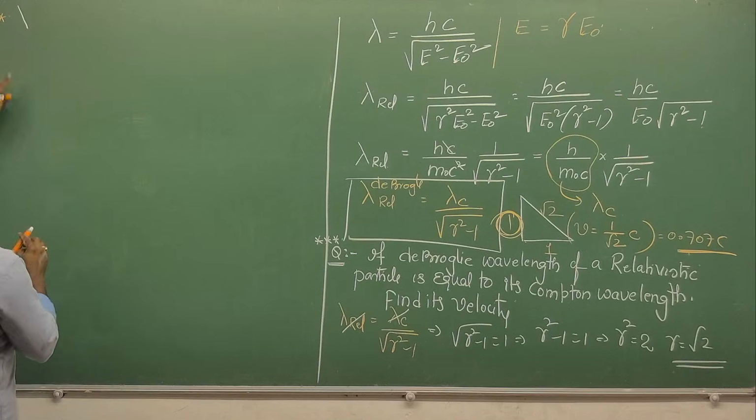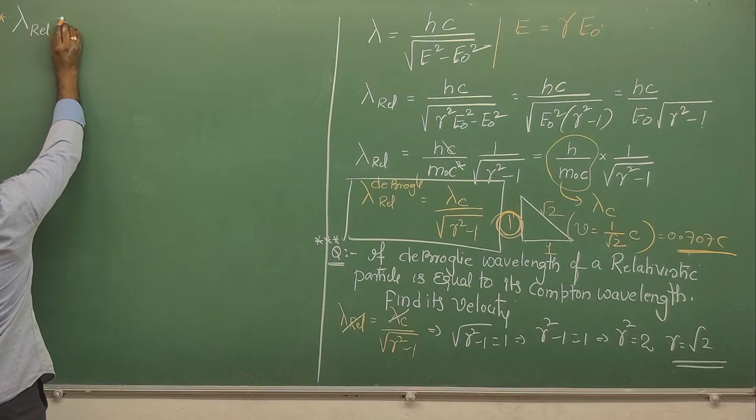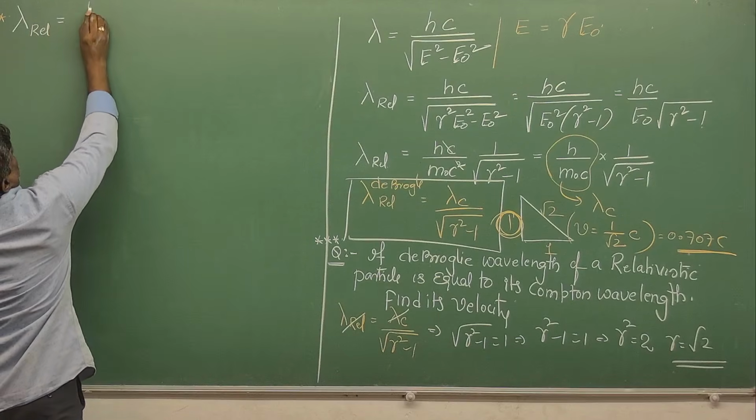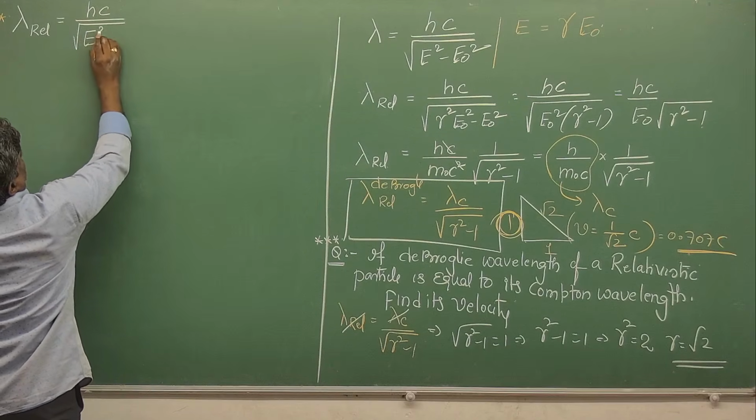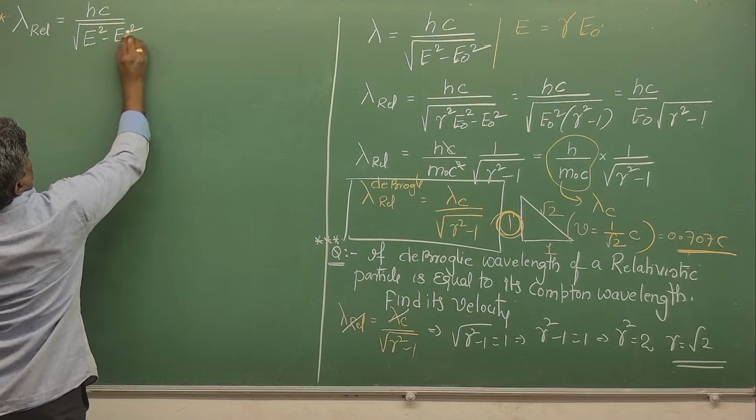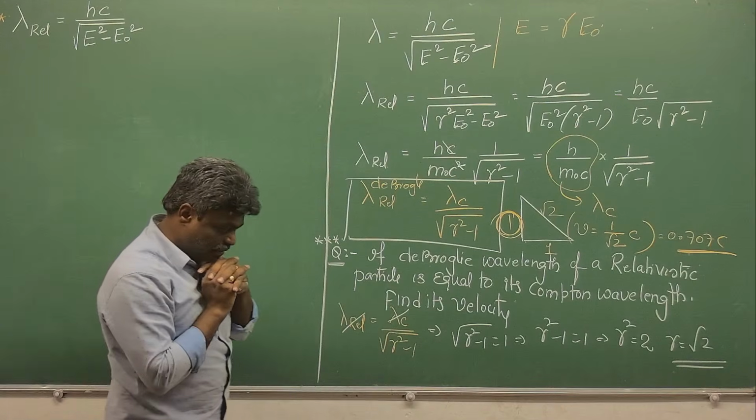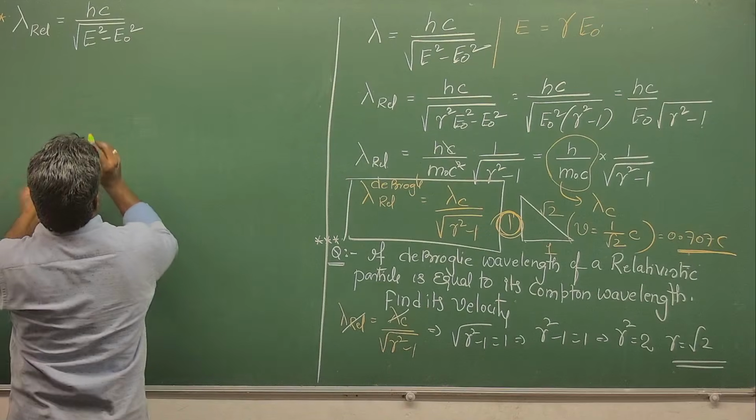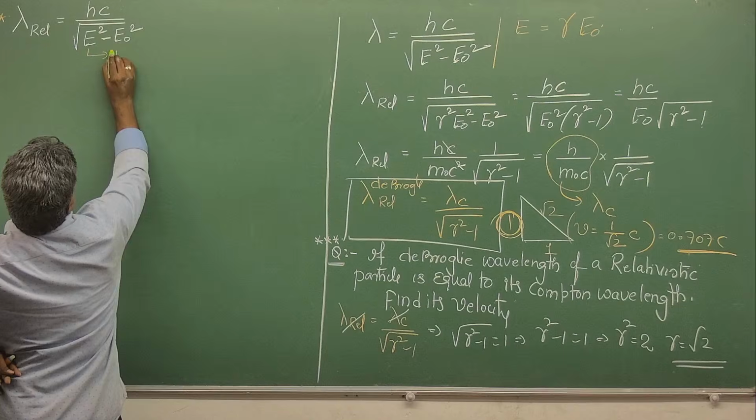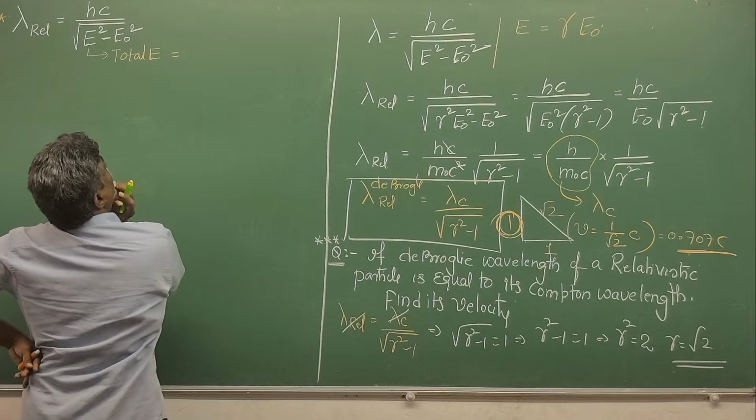Right. So now this one. Now lambda of relativistic, just now we got, what is this? Hc over under root E square minus E naught square. Good. Sir, this is the relativistic de Broglie wavelength. Let us make some small changes. Sir, E is the total energy. Say yes or no? Total energy is what actually?